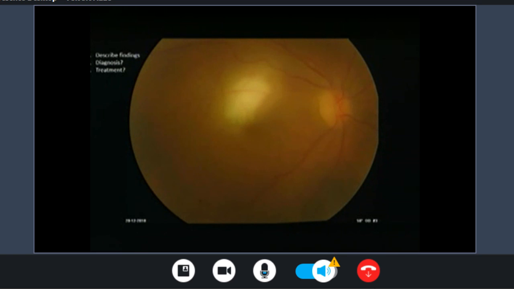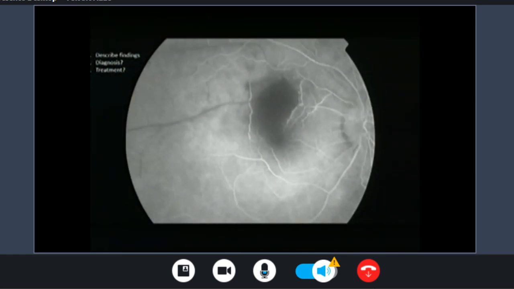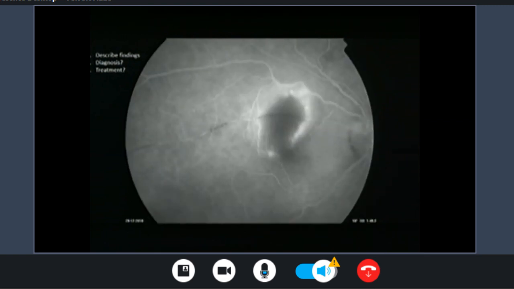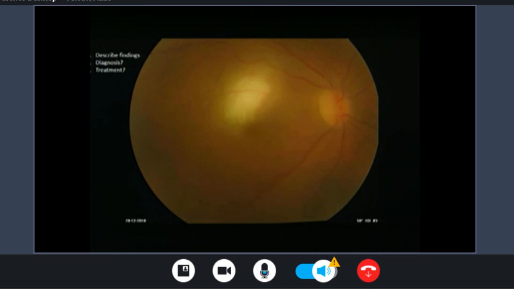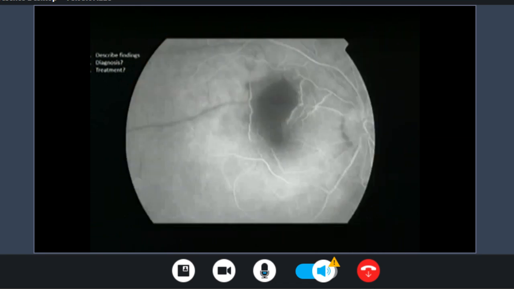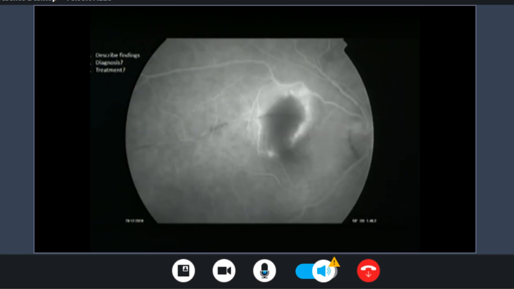This is the image. This is the fluorescein, early, and fluorescein late. So describe the findings in the three images. So one, two, three.